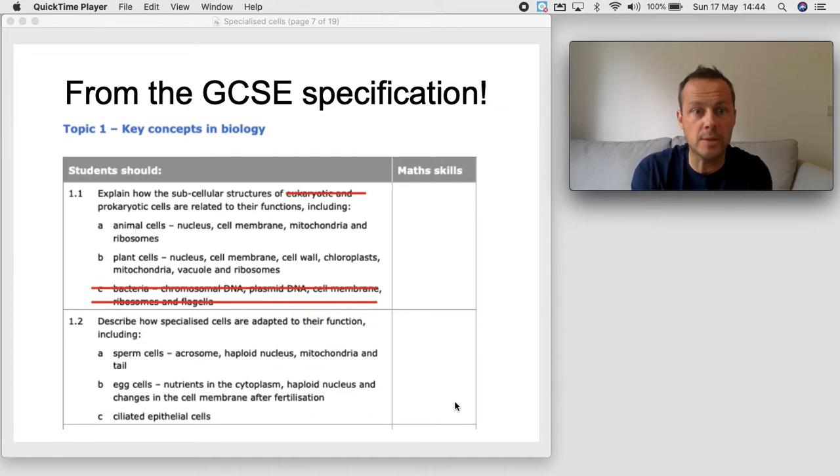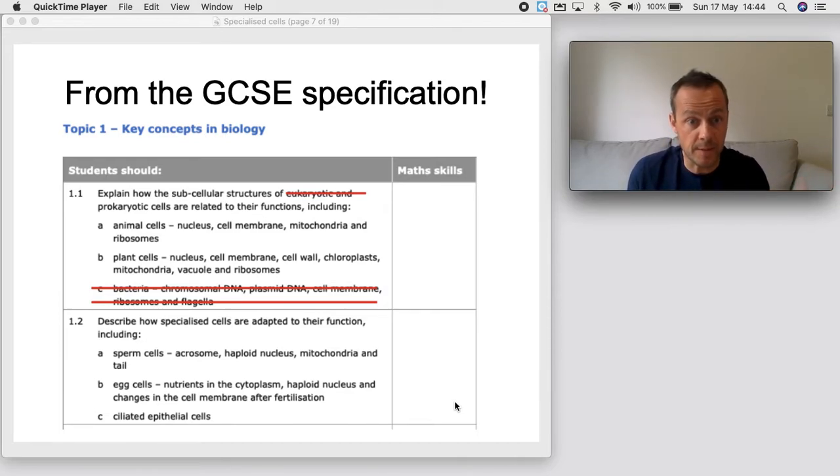So if we look at the points that we've looked at, explain how the subcellular structures of eukaryotic cells are related to their function, including animal cells and plant cells. And it lists those organelles that we've looked at. We can do that now. We have hit 2 of the GCSE specification points. The red bits I've just marked out because that's something we'll look at either in my next set of lessons or when we get back to school in September. But the key thing at the moment is to look at the animal cells and the plant cells.